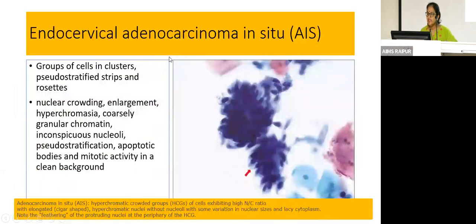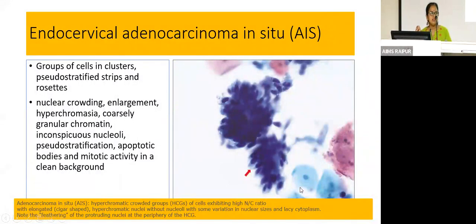So this endocervical adenocarcinoma in situ, or AIS, what does it look like in your LBC? In your LBC, there will be groups of cells and clusters, pseudo-stratified strips and rosettes. You can see here there is some pseudo-stratification. There are elongated cells which are hyperchromatic. So there is definitely nuclear crowding, enlargement, hyperchromasia, coarsely granular chromatin, but inconspicuous nucleoli, pseudostratification, apoptotic bodies, and mitotic activity in a clean background.